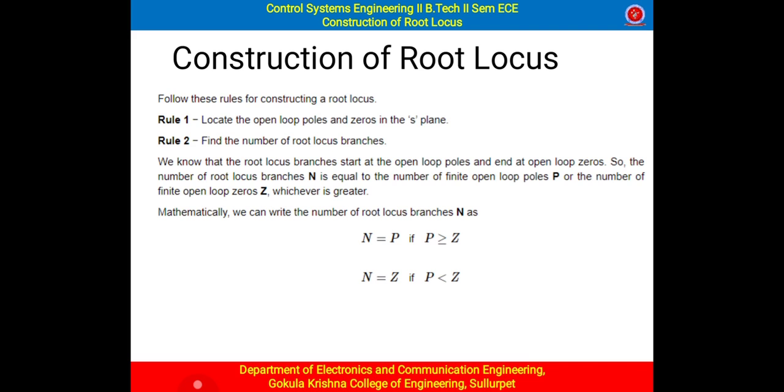But if the number of poles and number of zeros are not equal, then what happens? Then what is the total number of branches? In the earlier case where the number of zeros and number of poles are the same, the total number of branches will be the same as the number of poles or zeros. But when the number of poles and number of zeros are not equal, then whichever is higher, that many root locus branches will be there. So here n is equal to p if p is greater than z, and n is equal to z if p is less than z.